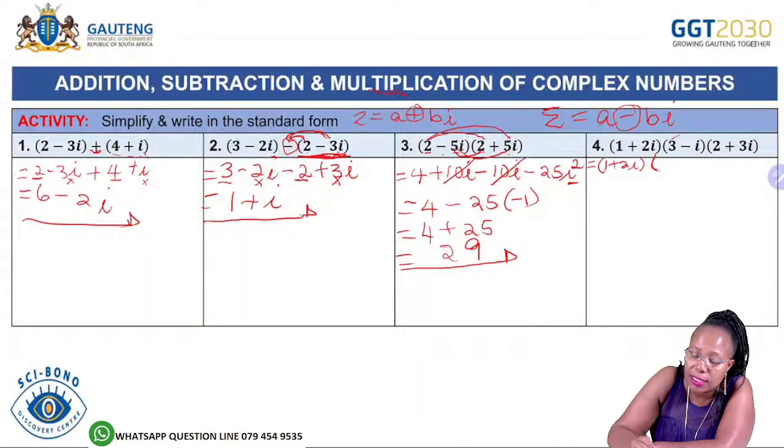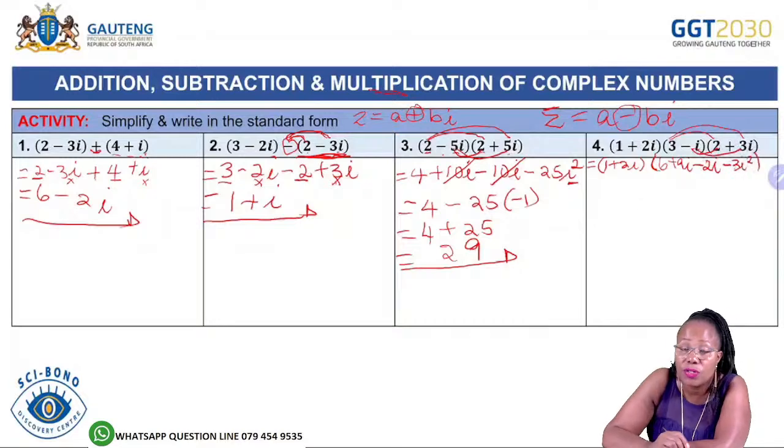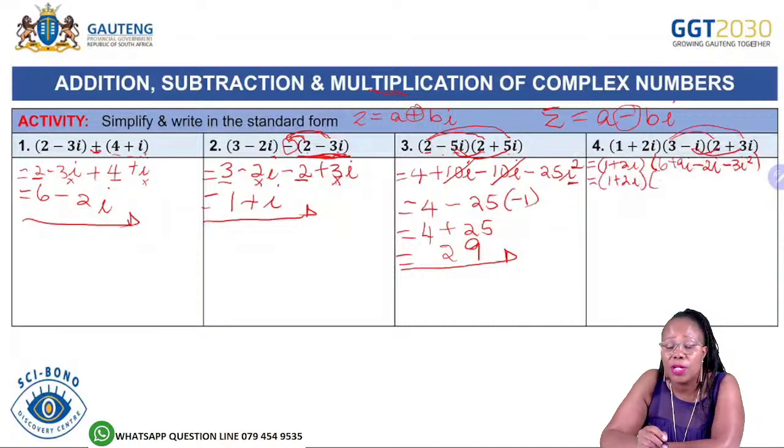And then this is 3 times 2, which is 6, and 3 times 3i, which is 9i, minus i times 2 is minus 2i, minus i times 3i is minus 3i squared. Can you see that? And then from here we have 1 plus 2i. We leave that one, we're targeting the like terms in the bigger bracket there.